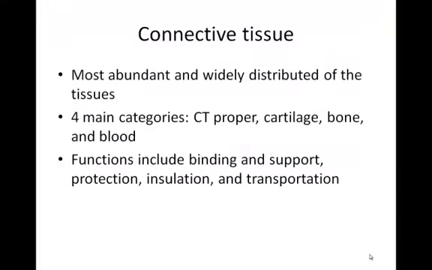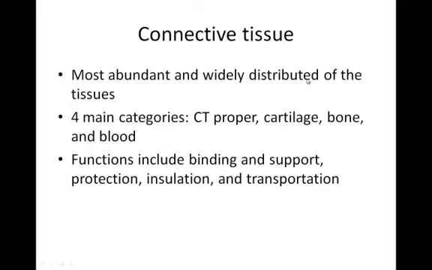Connective tissue is a complicated tissue for most students because there's such a wide variety of tissues in this category. It is the most abundant tissue and it's widely distributed throughout the whole body. There are four main categories to connective tissue. We have connective tissue proper, which is going to cover 6 different tissues, and then we have cartilage, bone, and blood. And so what's going to tie all these things together is their origin, a common origin, because we have such diversity here.